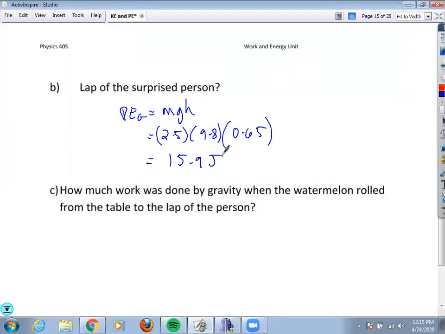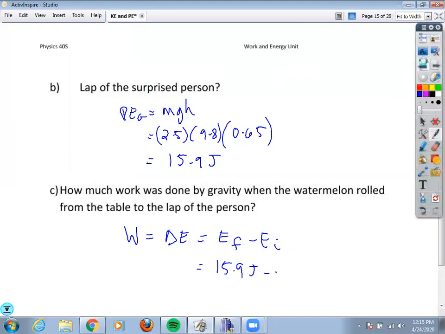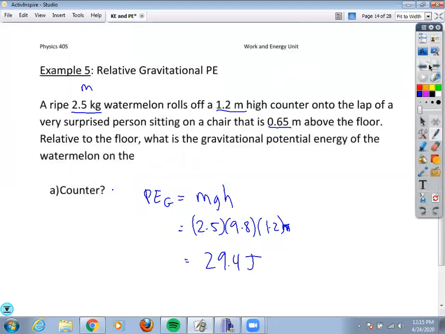So the work done will equal the change in energy, which is the final minus the initial. In this case, we're talking potential energy. So the final was 15.9 joules minus the initial gravitational energy, which was 29.4 joules.